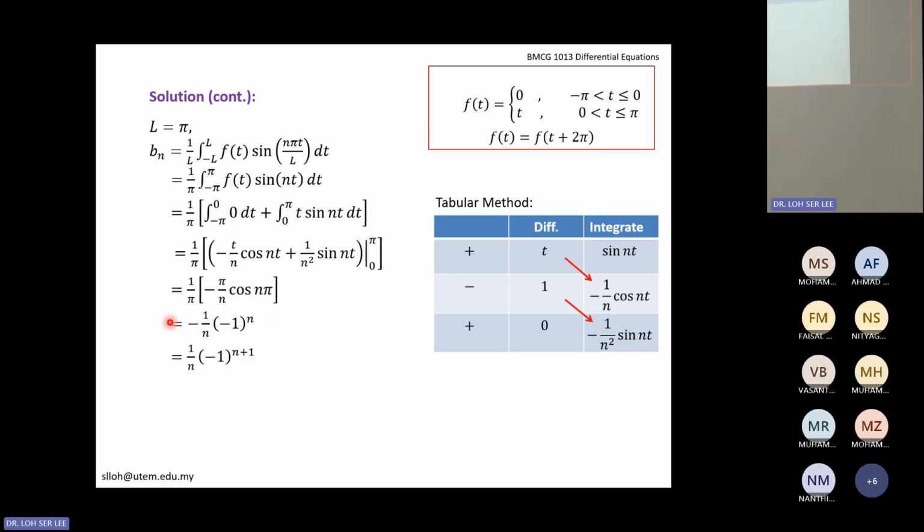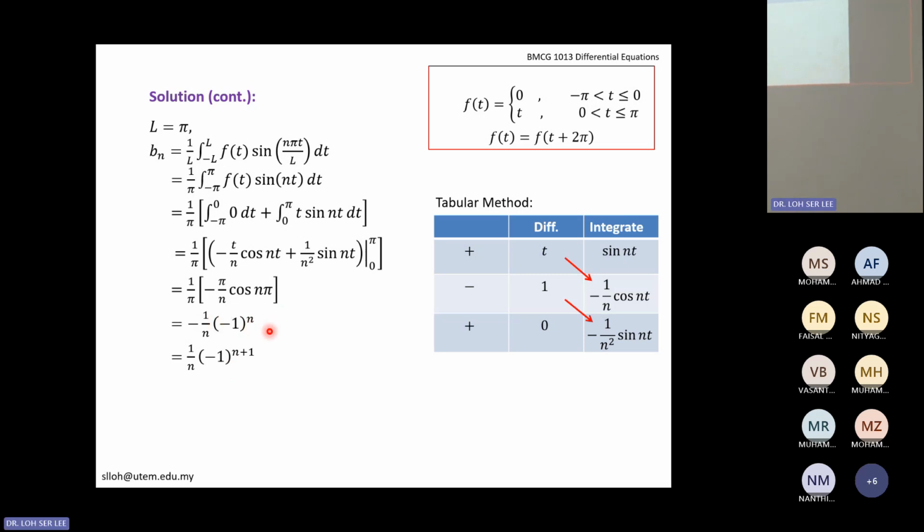You can leave your answer in this form as your Bn. But if you know how to combine, you can combine the negatives into one. The first negative 1 is negative 1 to the power of 1, and this is negative 1 to the power of n. You combine the power of 1 and power of n, so you get this. This is your Bn. But you can leave your Bn as this.